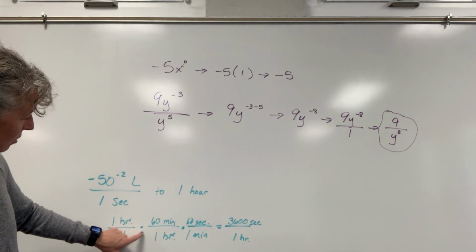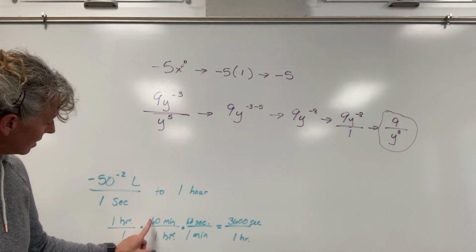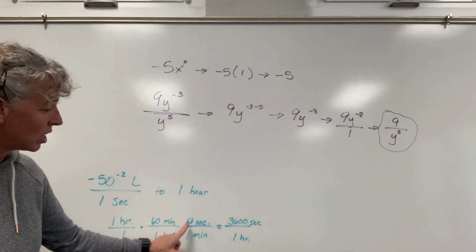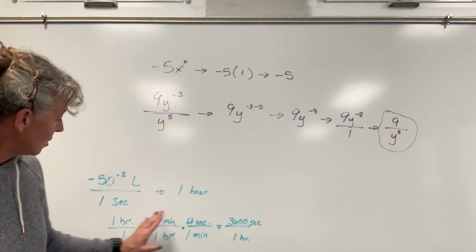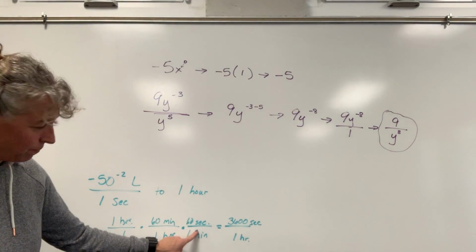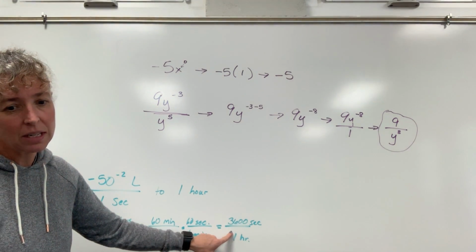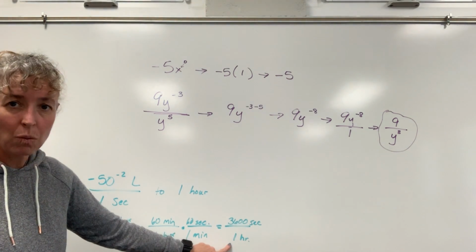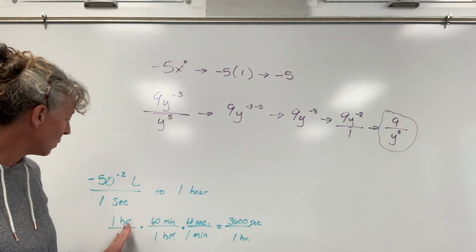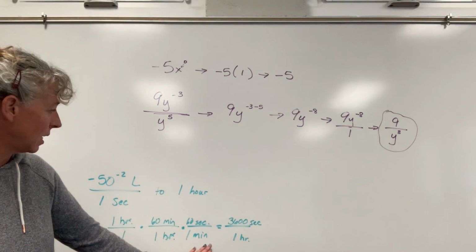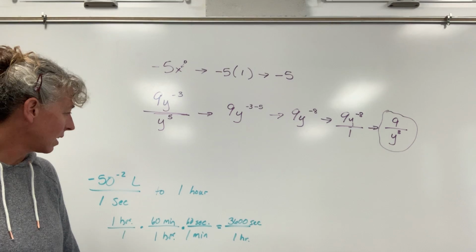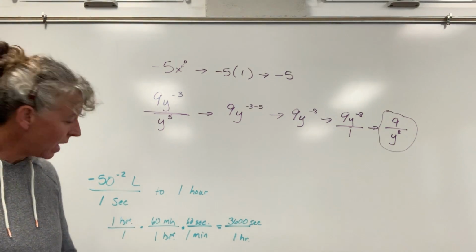1 hour, remember I used my conversion fraction right here, 60 minutes over an hour, and then I have to change minutes into seconds, so I did another conversion, and I got a total of 3,600 seconds in 1 hour, okay? Because we multiply by 60 and multiply by 60 again. So 3,600 seconds in 1 hour.